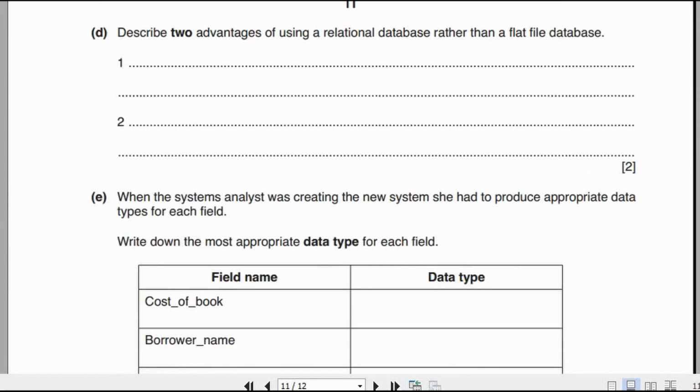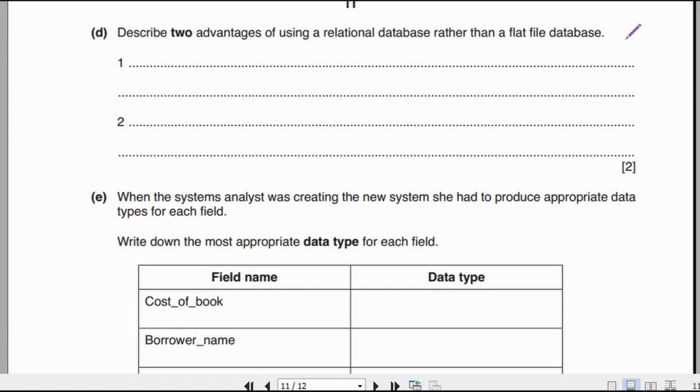Next one, D. Describe two advantages of using a relational database rather than a flat file database. A simple table in Excel is called a flat database file. A relational database is when we use more than two tables that are related to one another. Okay, so what are the two advantages that you can write? I can tell you more than two. Just try to memorize as much as you can.